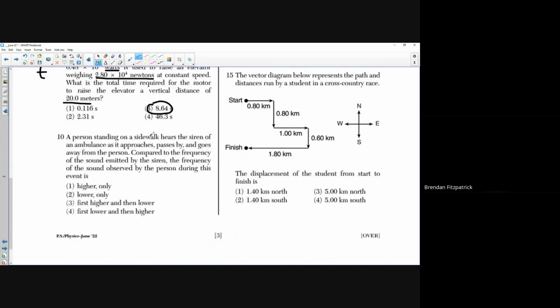10. A person standing on a sidewalk hears a siren of an ambulance as it approaches, passes by, and goes away from the person. Compared to the frequency emitted by the siren, the frequency observed by the person is, well, first it's approaching, then passes and goes away. So it's going to be a higher pitch, and then it drops down to a lower pitch. So if this is frequency versus time, we have a higher frequency and then a lower frequency when the thing passes us. So approaching is a higher frequency and going away is a lower frequency. So 10 is choice 3.